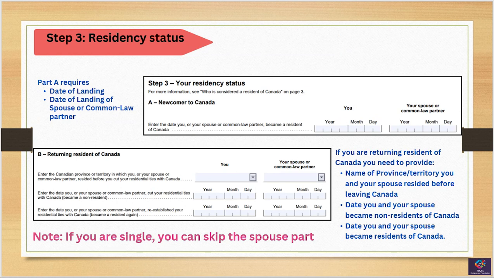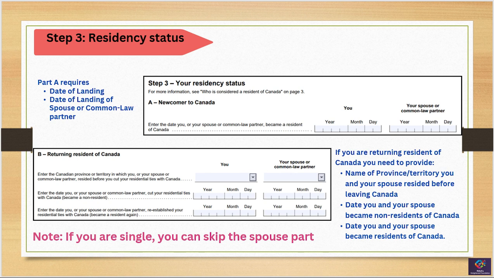Step 3 focuses on your residency status. There could be two possibilities in this context. First is if you're a newcomer or coming for the first time to Canada, and second is if you're a returning resident of Canada. For the first scenario, fill in part A with the date of landing in Canada. Date of landing is the date when you landed in Canada and became a resident of Canada.